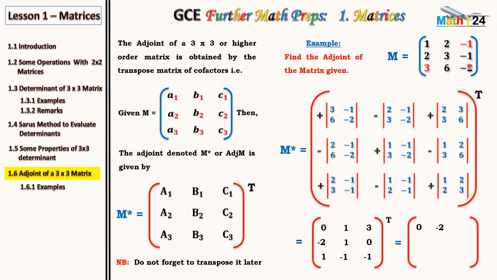So we have 0, minus 2, 1, 1, 1, minus 1, and 3, 0, minus 1. So this first row becomes the first column, the second row becomes the second column, and the third row becomes the third column. And this is how we obtain the adjoint of a 3 by 3 matrix or any other higher order matrix. Let's take some other examples.